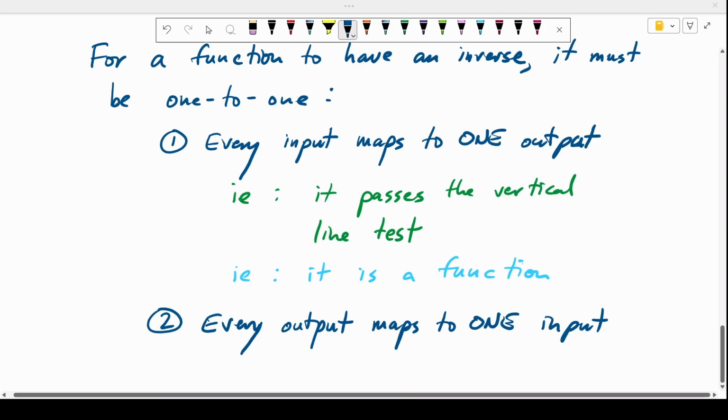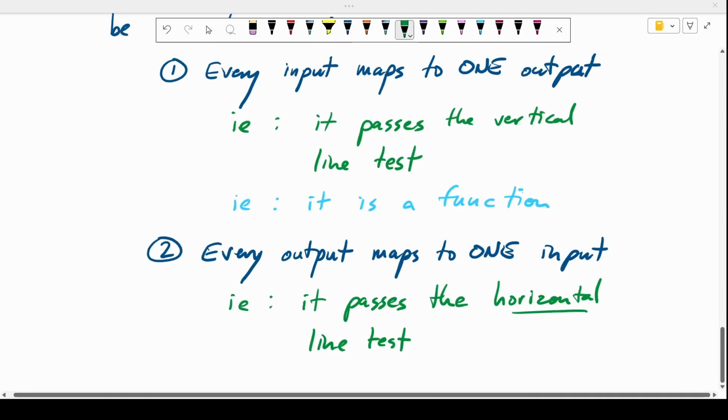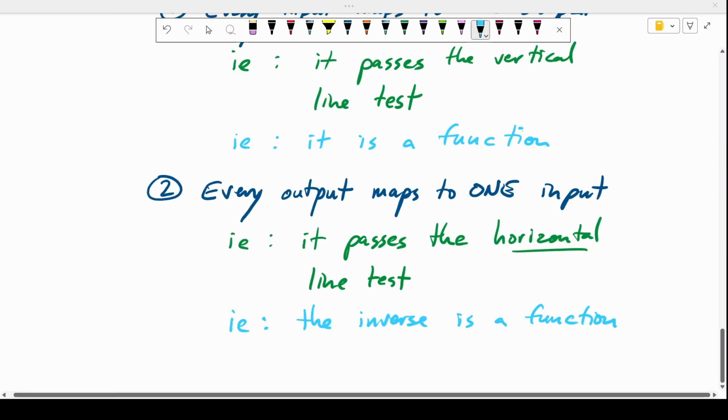Additionally, every output has to map to one input. In other words, it passes the horizontal line test, not the vertical line test this time, the horizontal line test. And if it passes the horizontal line test, that shows that the inverse will be a function. So this is what it means for a function to be one-to-one.